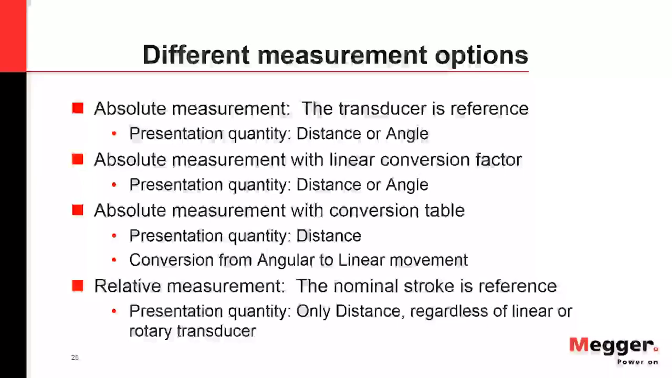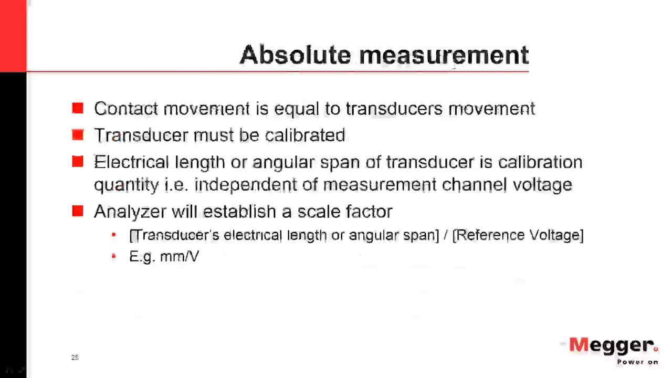So, a couple of different measurement options. Absolute measurement: now your transducer is a reference, and so you present either distance or angle, depending on what you get. You can make an absolute measurement and then have a linear conversion factor. If you measure in distance, you can convert it to distance, just like a multiplication factor, or the same thing with angle. Or you can make an absolute measurement with a conversion table, so you measure with a linear or a rotary transducer and then convert it over to a linear movement. And then you can also do a relative measurement, where you hook up this transducer and physically measure the stroke, and you say, all right, whatever that transducer moves, we know the breaker is operating correctly. We're going to define that as this distance.